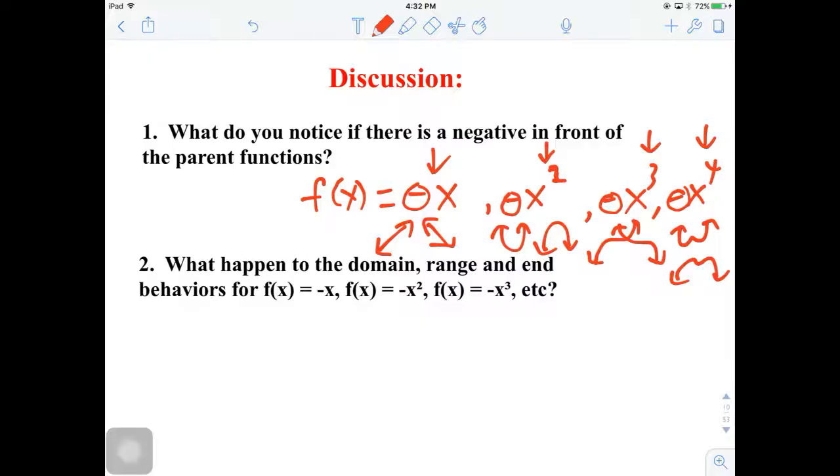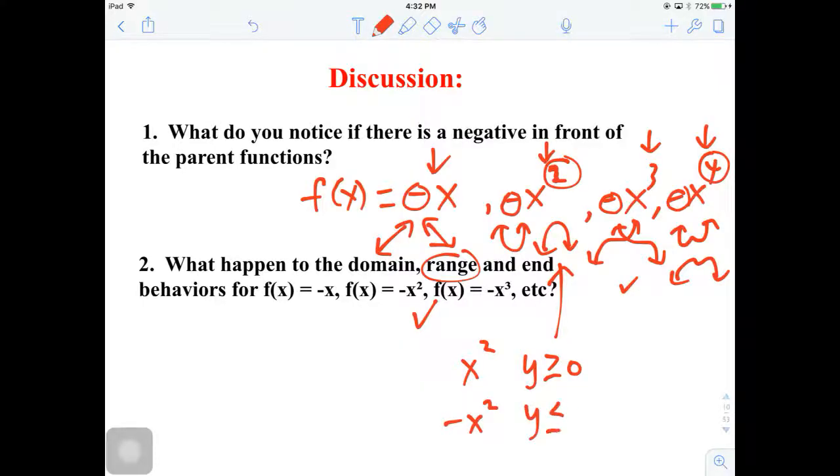But as you can see, for the range for the odd ones, the range is not going to change because it still covers all reals, right? But the range for the even ones is going to flip. So for the negative x squared, instead of y greater than or equal to 0 for the positive x squared, for the negative one it's going to be all of a sudden flipped, which means less than. It's going to be below the x-axis. And then same thing for the x to the fourth. It follows the same pattern. So x to the fourth originally was greater than or equal to 0, but negative x to the fourth is going to be all of a sudden less than or equal to 0.